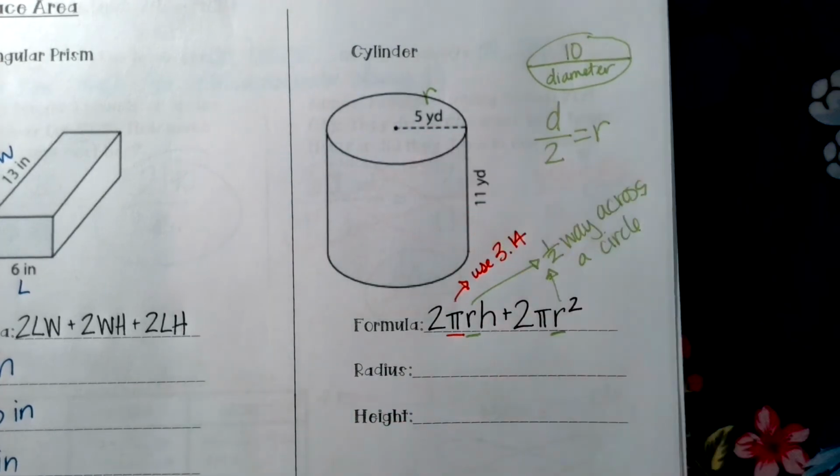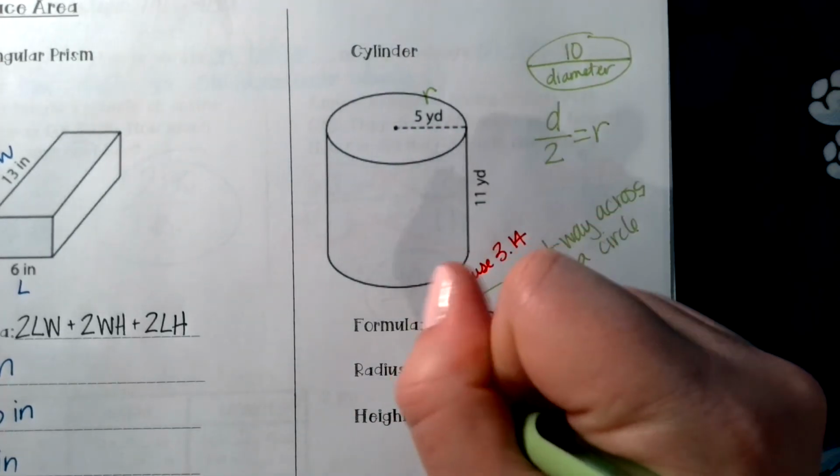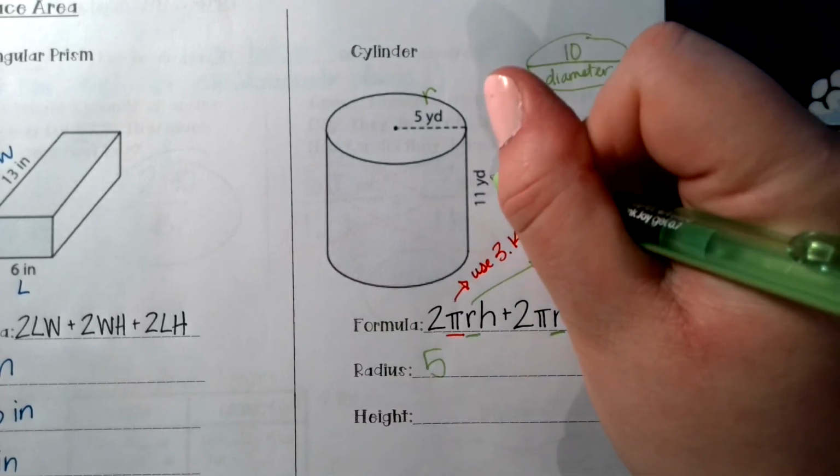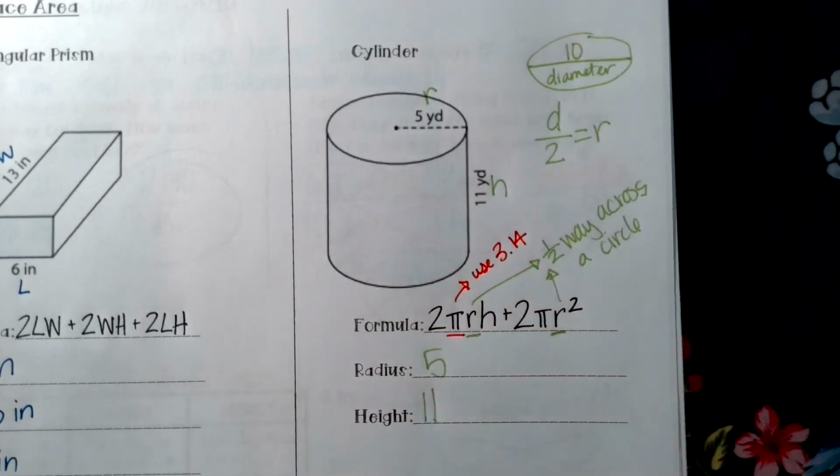Like we said, for this problem, our radius was 5. And here our height is 11. Again, we need to plug our formula, the radius and the height, into our Desmos calculator so that we can get our final answer. Go ahead, go over to the calculator and get that set up with me.